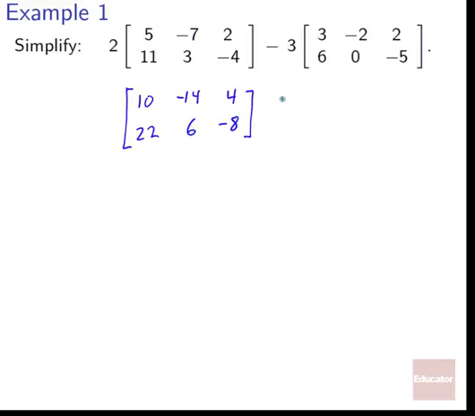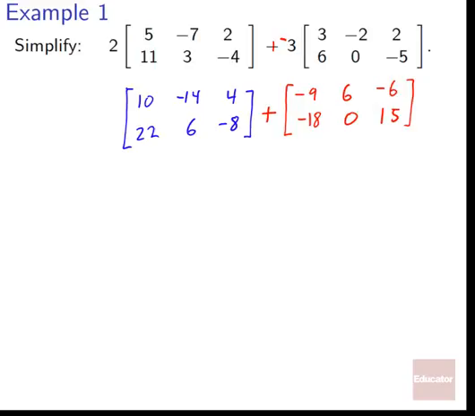So at this point, I'm going to change this into a plus, and I'm going to say we had negative 3 here, right? Plus negative 3 times something is the same thing as minus 3 times something, right? We can pull that negative out and put it on the scalar instead. So we do that here. Negative 3 times 3 gets us negative 9. Negative 3 times negative 2 gets us positive 6. Negative 3 times 2 gets us negative 6. Negative 3 times 6 gets us negative 18. Negative 3 times 0 gets us 0. Negative 3 times negative 5 gets us positive 15.